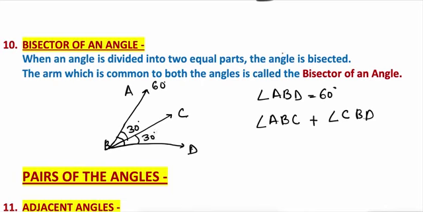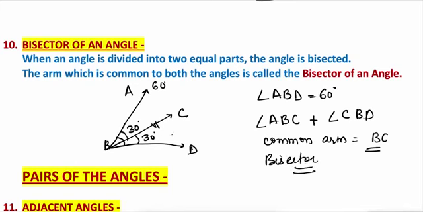When the angle is divided into two equal parts, the angle is bisected, and the arm which is common to both angles is the bisector. Which arm is common to both angles, angle ABC and angle CBD? The common arm here is BC, and it is called the bisector of the angle. So here the common arm BC is called the bisector. Bisector means it is dividing or bisecting the angle ABD into two equal parts.